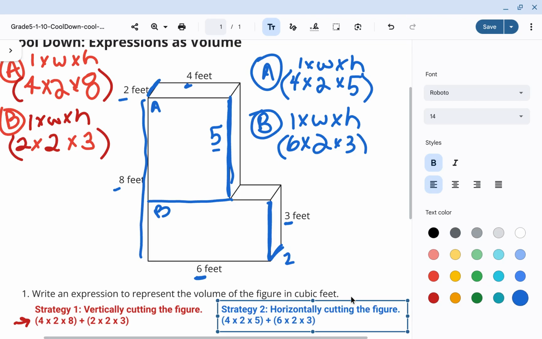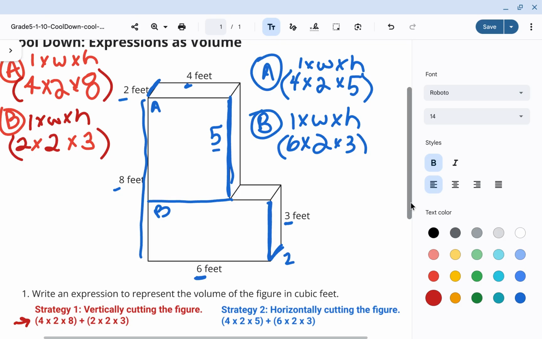I am now writing out number 1. I'm using my brainstorm to answer number 1 with my chosen strategy. Now this is strategy number 2, horizontally cutting the figure, and the answer that I would put for number 1 would be 4 times 2 times 5, the 3 dimensions of prism A multiplied together, plus 6 times 2 times 3, the 3 dimensions of prism B multiplied together. So that is the answer for number 1, but in 2 different ways.